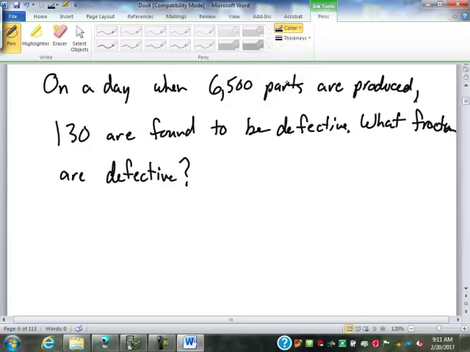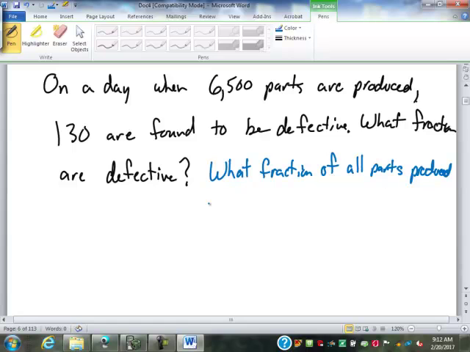Okay, now here I didn't say anything about being based off of anything. I didn't say what fraction of something is defective. Now I didn't say it, but that doesn't mean it isn't implied. Say what fraction are defective. What I'm really asking is what fraction of what? I'm asking what fraction of all parts produced. Yes, what fraction of the parts are defective.